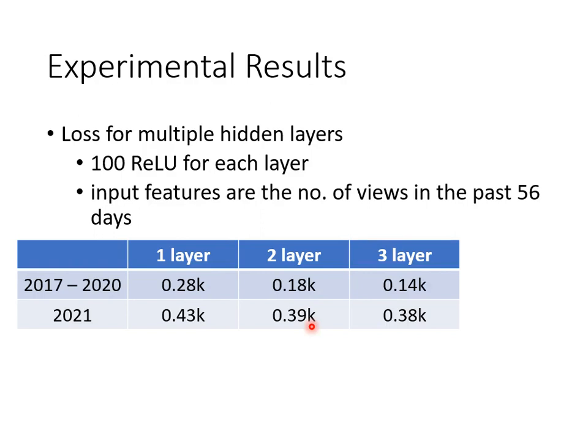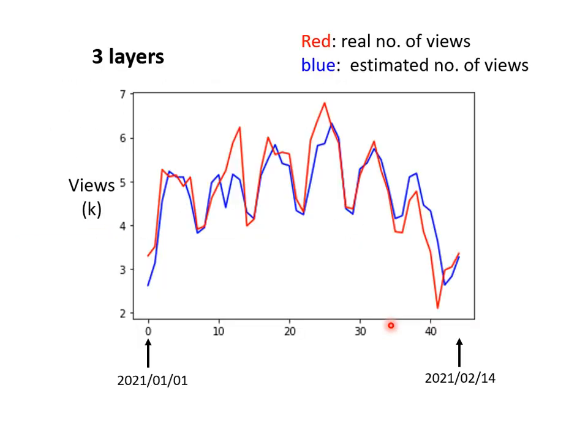With 3 layers, there is further improvement. Decrease from 0.18K to 0.14K. From a single layer, which is multiply w once, then pass through ReLU once, to passing through ReLU 3 times, we can decrease the loss from 0.28K to 0.14K on training data. On the unseen data, it reduced from 0.43K to 0.38K. This seems to be a little better. Okay, this is the result of the real experiment.